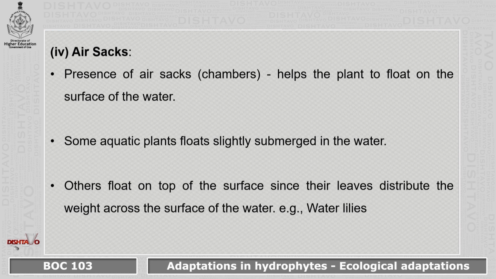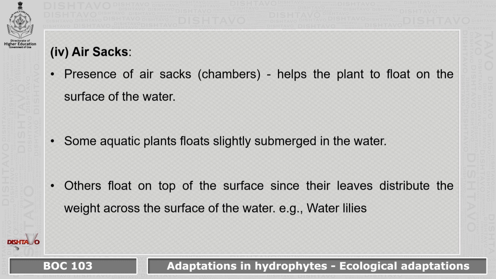Then the presence of air sacs. Now, the presence of air chambers helps the plant to float onto the surface of water. This characteristic is usually seen in those hydrophytes which float on the surface of water as compared to those which are submerged in water. Again, it doesn't mean that it is not present in the ones which are submerged, because there are submerged hydrophytes which also float but deep down into that zone.